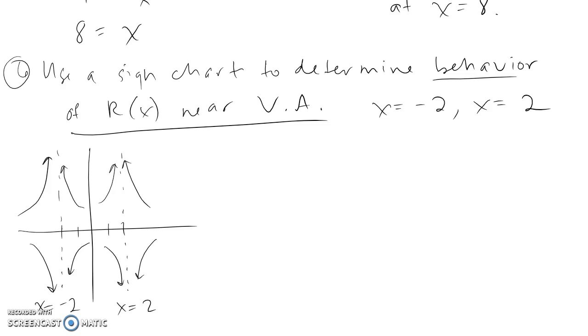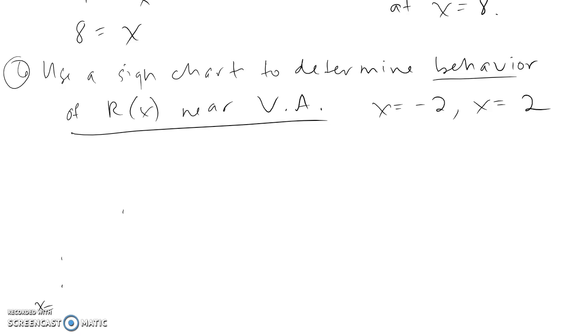So that's what we're talking about when we're talking about behavior. Now, what's a sign chart? Well, a sign chart is a little chart that we use to look at the sign, S-I-G-N, of the function very, very close to the asymptotes. Okay? So what we're going to do is list our polynomial. It's (x + 4)(x - 3) over (x - 2)(x + 2).